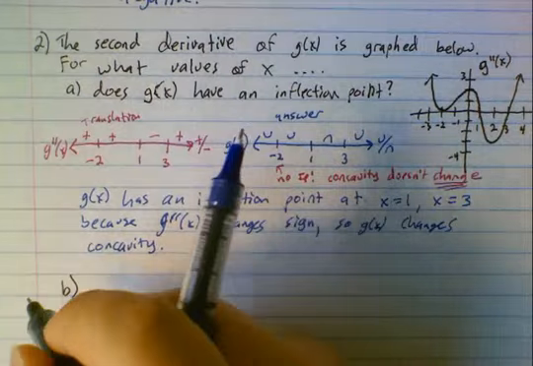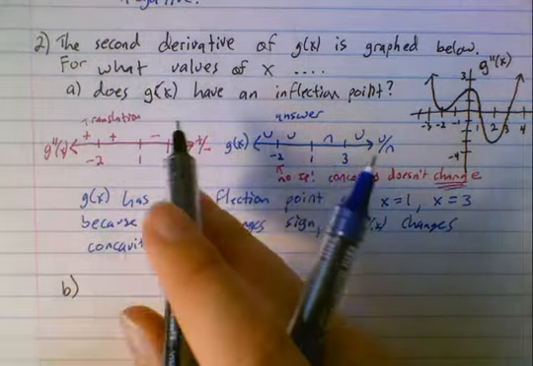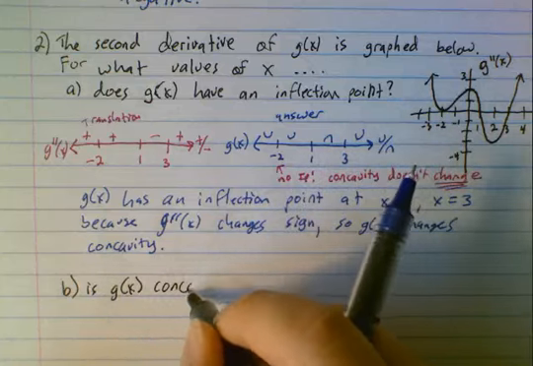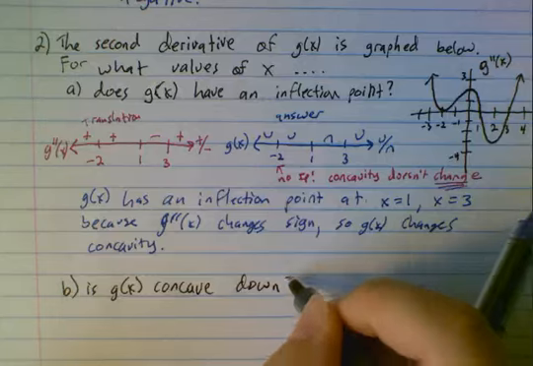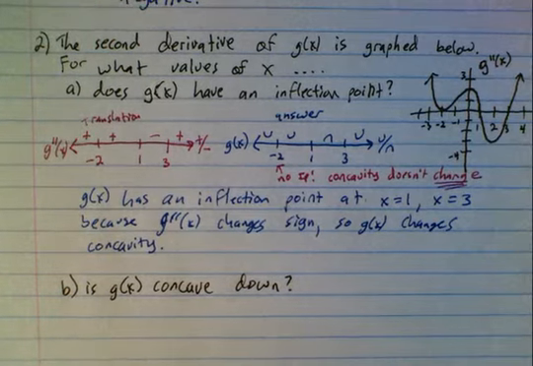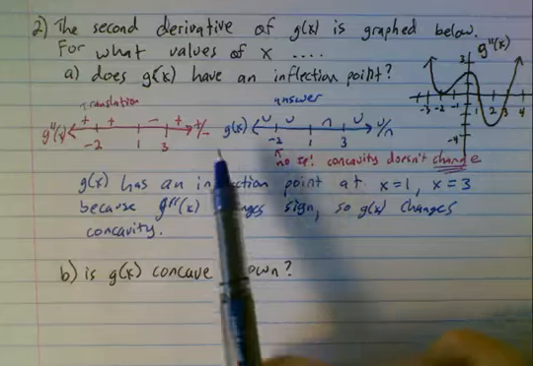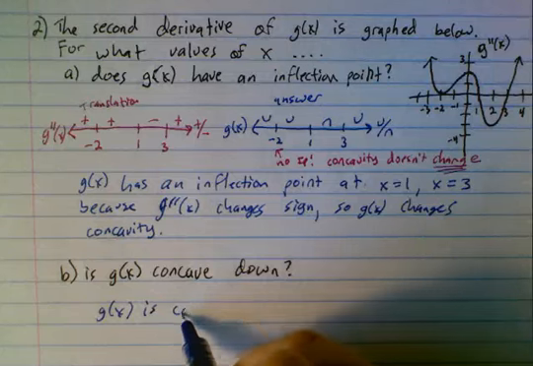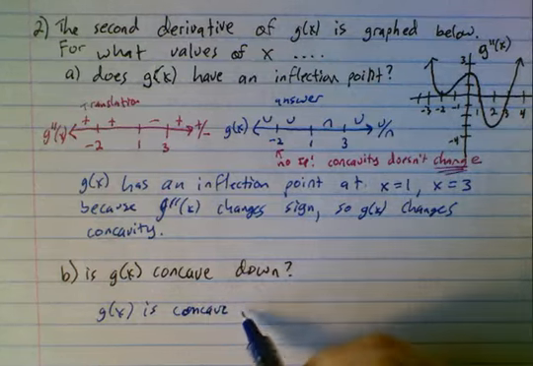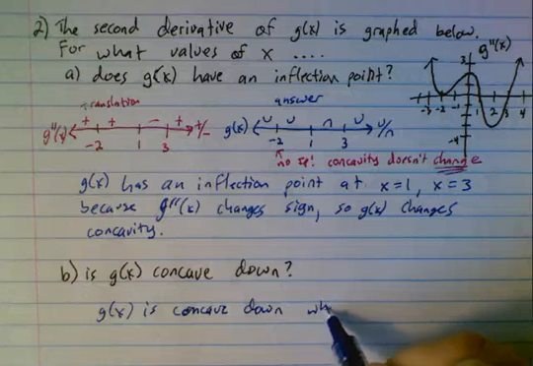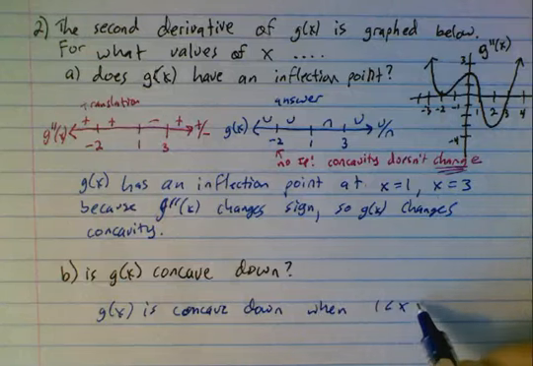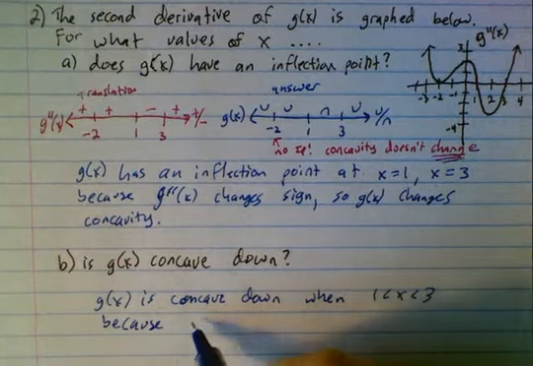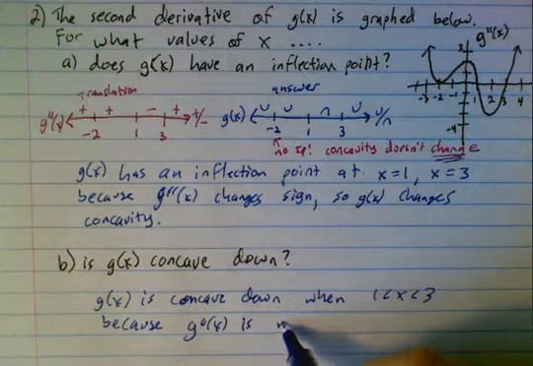And for part B, for what values of x is g of x concave down? Well, we can just look at the chart right up here. We've already done the answer chart and the translation chart. g of x is concave down when x is between 1 and 3, because g double prime of x is negative.